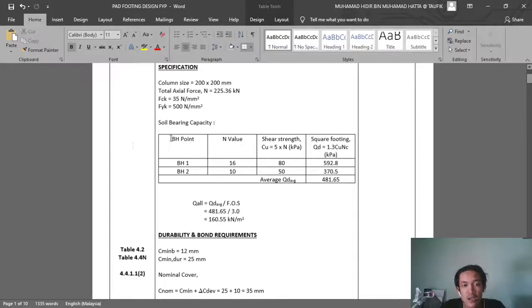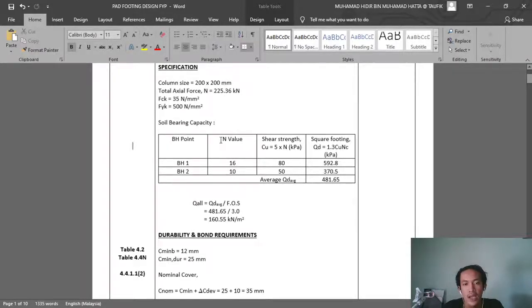For the soil bearing capacity, we take this value from the borehole test, BH1 and BH2, which we got from the SI report, the soil investigation report. From the N value, which is blows, we got 60 blows for BH1, and for BH2 we got 10 blows for the soil.